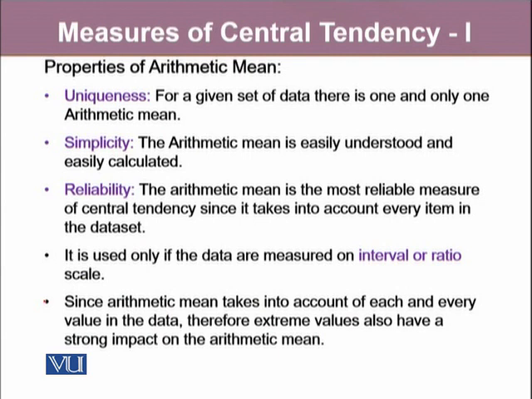Arithmetic mean has multiple properties. The first one is its uniqueness, because for the given data set, there is one and only one arithmetic mean. Arithmetic mean is easily understood and easily calculated. That's why it's one of the most common measures of central tendency. Hence, it is simplistic. The arithmetic mean is the most reliable measure of central tendency, since it takes into account every item in the data set. It is used only if the data are measured on an interval or ratio scale. And further, we will be discussing this property in the next module.